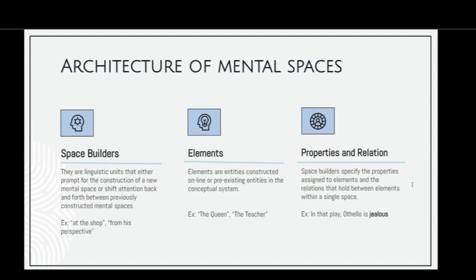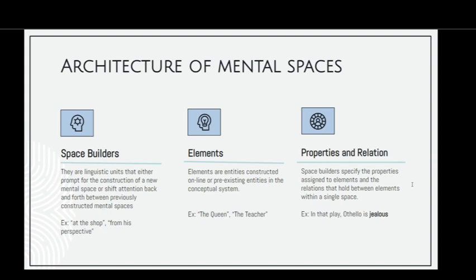Similarly, consider the examples where we use "from his perspective" or "in his time." All these phrases prompt the creation of mental spaces. The next component that makes up mental space is elements. Elements are entities constructed online or pre-existing entities in the conceptual system. For example, the queen, the teacher.